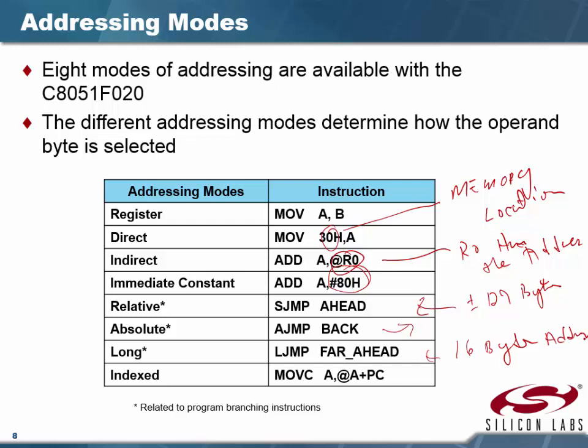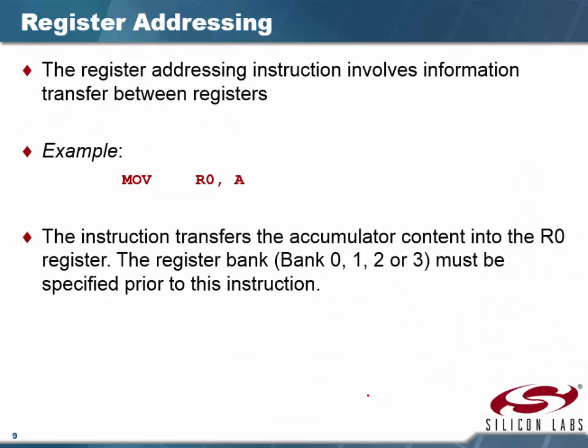And the index means we're going to take the address that's contained in A and add that to the program counter. So in other words, there are 2 parts of the address. Part of the address is in the program counter, and the other part's in A, and we just add those 2 up. So these are our addressing modes, and they're fairly straightforward. You've got a slide on each of these. Register addressing involves information between registers. These are typically done within 1 machine cycle or clock cycle.